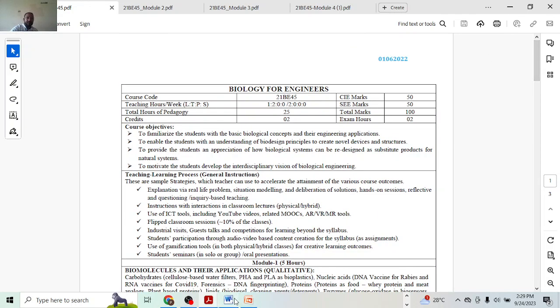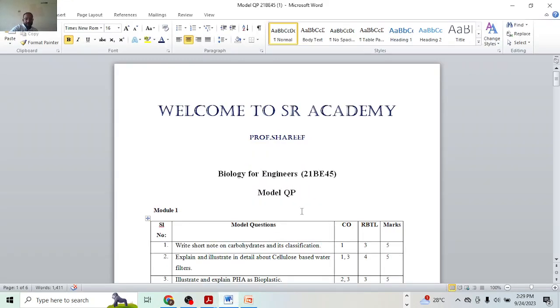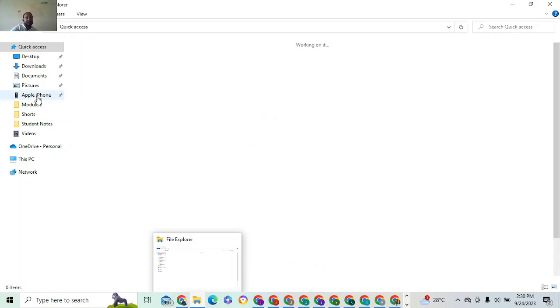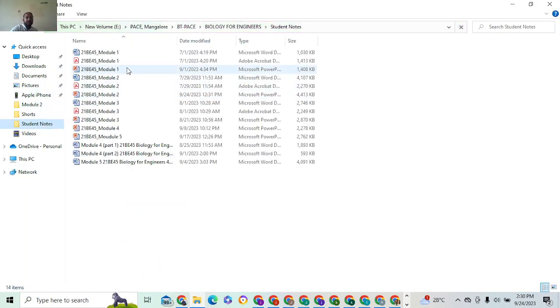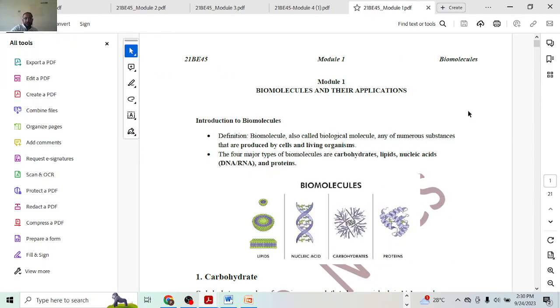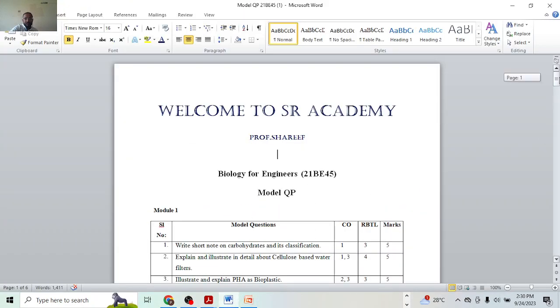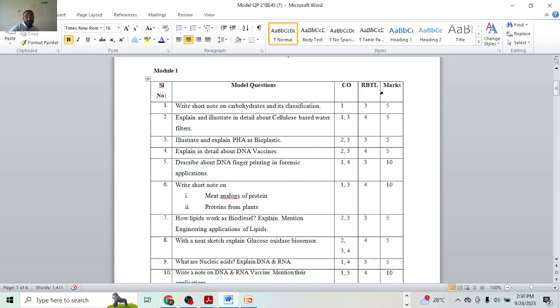Now coming to the model question paper. In order to understand the model question paper, first we will see how the question paper can be set. The question paper can be set based on the marks involved, but it totally depends on how exactly you identify the question. You need to understand the question first and identify what exactly the question says.